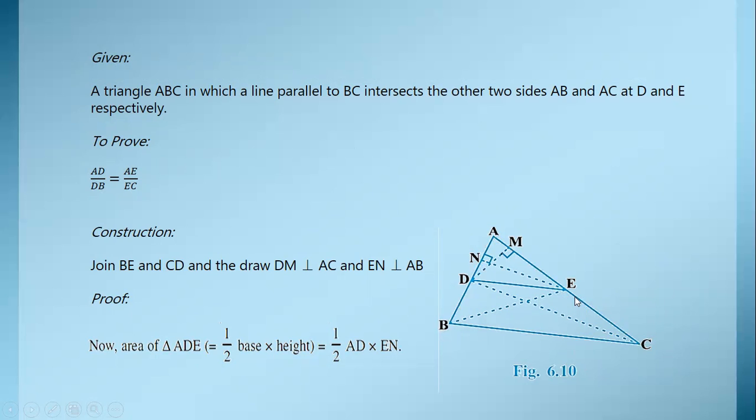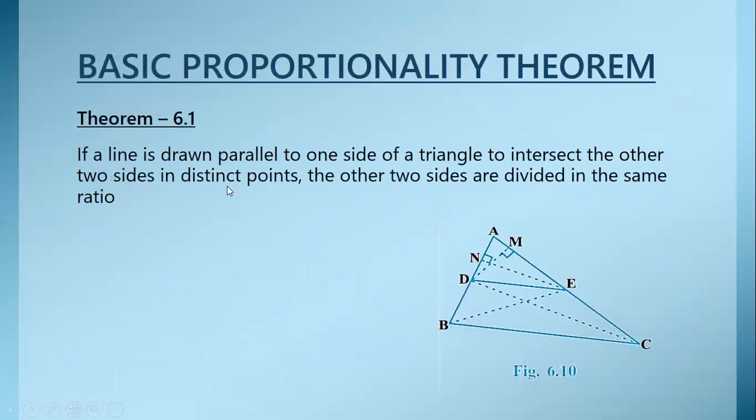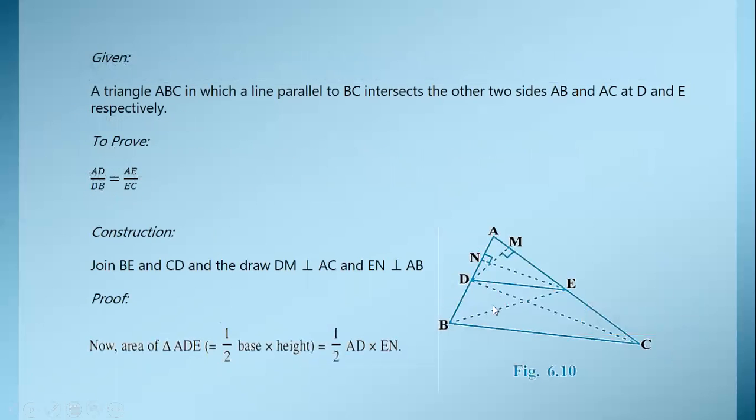What do we have to prove? That it divides the other two sides in the same ratio. So that means AD by DB is equal to AE by EC. To prove this, we are going to have a construction. We are going to join BE and CD and draw DM perpendicular to AC, EN perpendicular to AB.